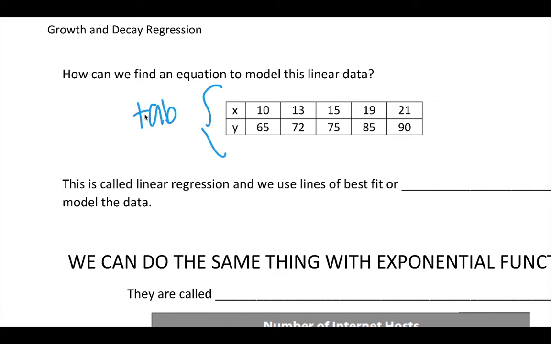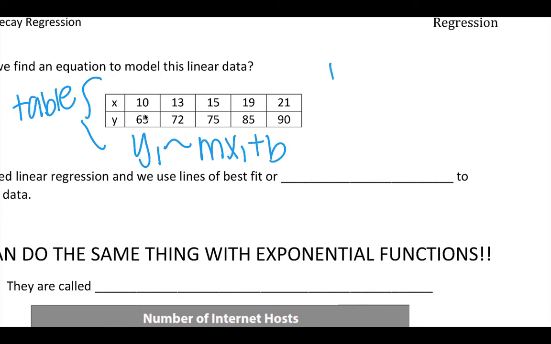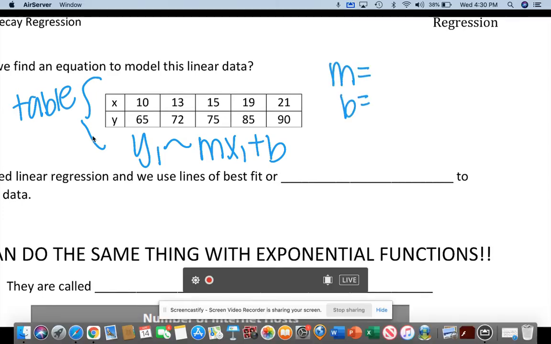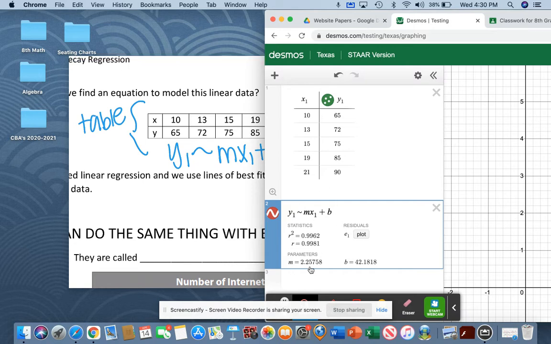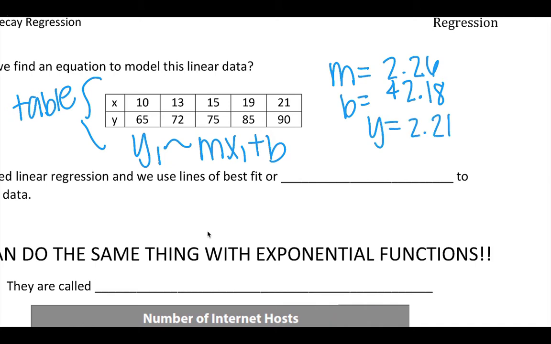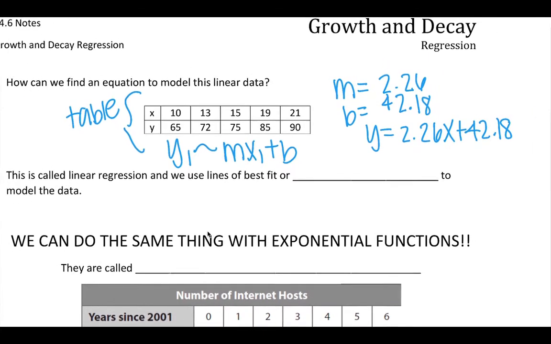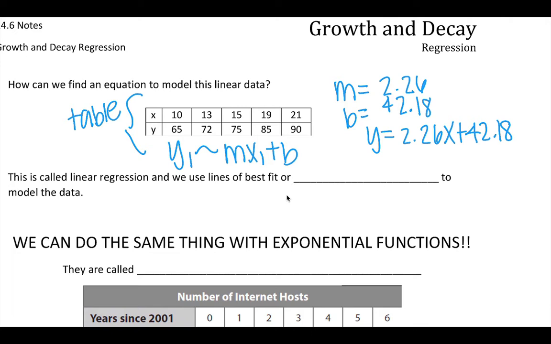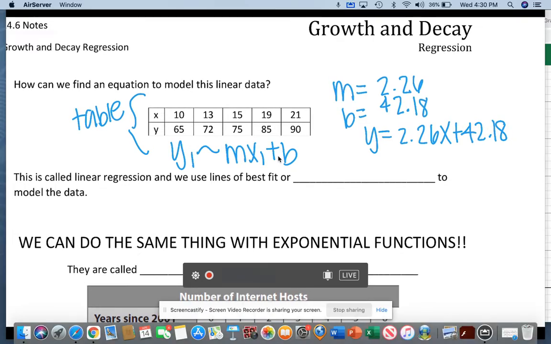to a table on Desmos, and then we plugged in y1 squiggle mx1 plus b. And then when we got out, we got our m and we got our b, right? M was 2.26 and b was about 42.18. So if I were to plug it into slope-intercept form, it would be y equals 2.26x plus 42.18. So what Desmos is doing is making something called a line of best fit that goes through most of these points on my graph.